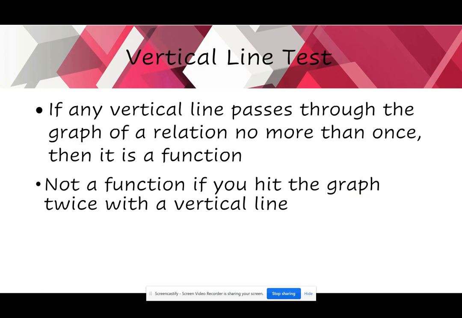Now, the vertical line test is how we can tell if an x value repeats when it's graphed on a coordinate plane. If your vertical line passes through the relation twice, or just any more than once, then it's not a function. If it only hits the graph once, then it is a function.